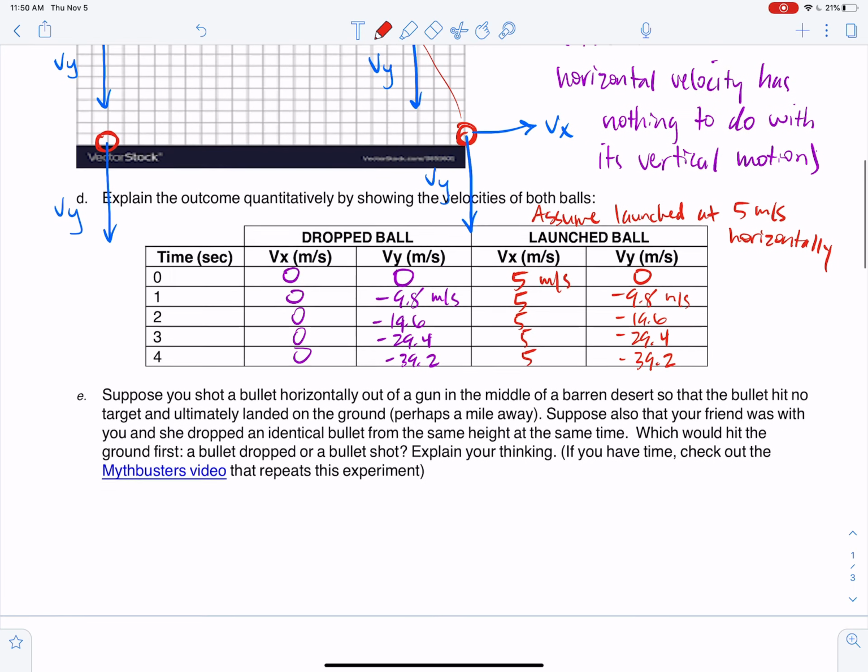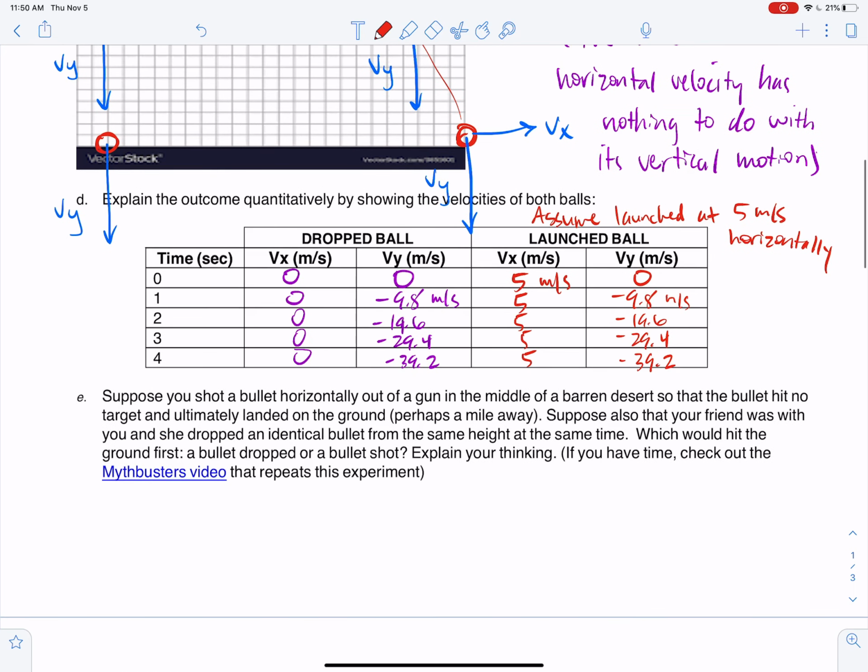All right, extending this to a new situation. Suppose you shot a bullet horizontally out of a gun, okay? So now let's take the experiment and go to high speed. You shoot a bullet horizontally out of a gun in the middle of a barren desert so that the bullet hit no target and ultimately landed on the ground, perhaps a mile away, right? Very far away, you're shooting a bullet.